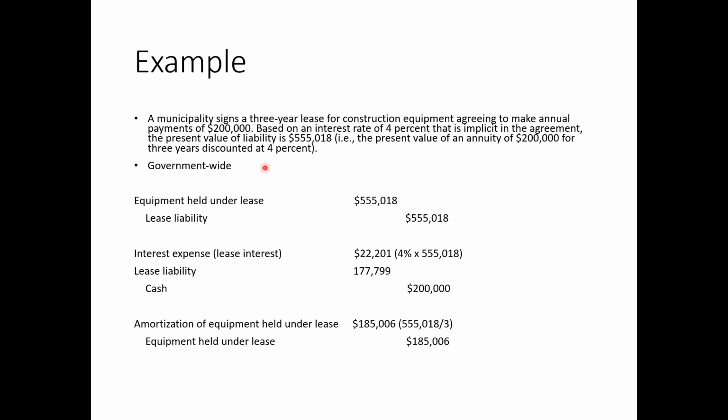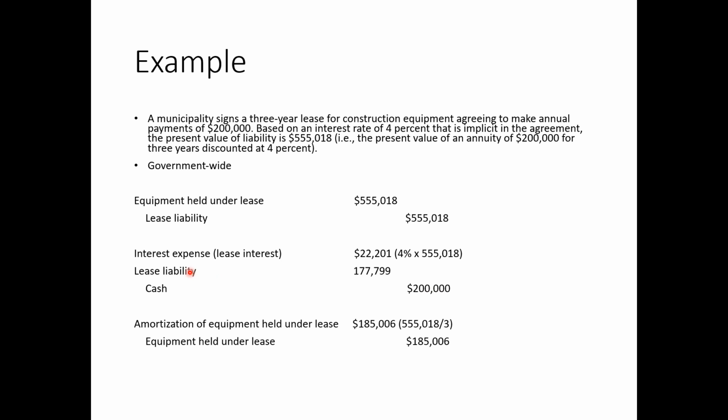So government-wide, for sure this is a long-term lease, right? So government-wide, we're going to debit the equipment held under lease, which is the present value, and then credit lease liabilities. Then we make the first payment. We credit cash for sure.